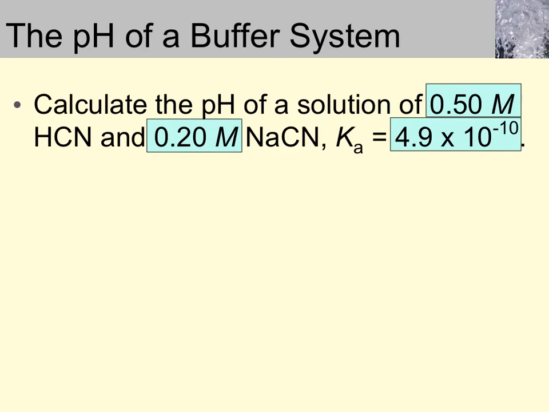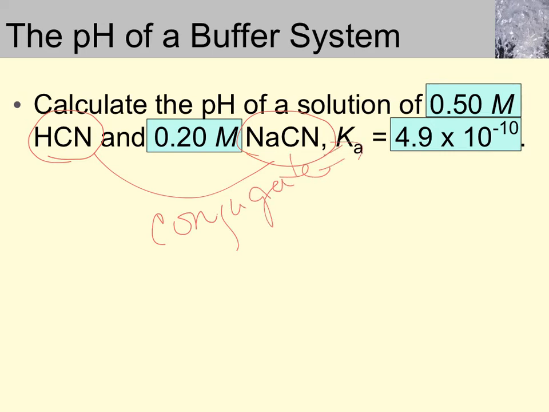All right, so here's a sample problem. You need to, first of all, get used to identifying buffer problems. You will not always be told you're dealing with a buffer, and so it might not occur to you that you want to use Henderson-Hasselbalch. So if you have a two-component system like you do here, you always want to ask yourself, are they conjugate pairs? If they are conjugate pairs, then you have a buffer system, okay? Conjugate pair means buffer system.